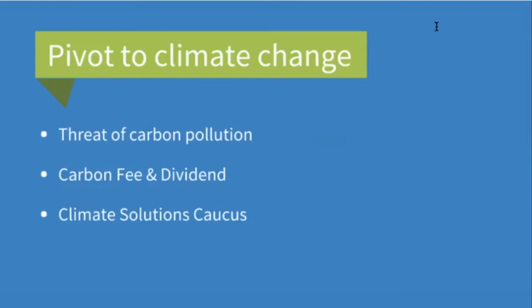If you're writing a longer op-ed, you could also mention and praise the Bipartisan House Climate Solutions Caucus, which is currently working to find bipartisan solutions to climate change in Congress.